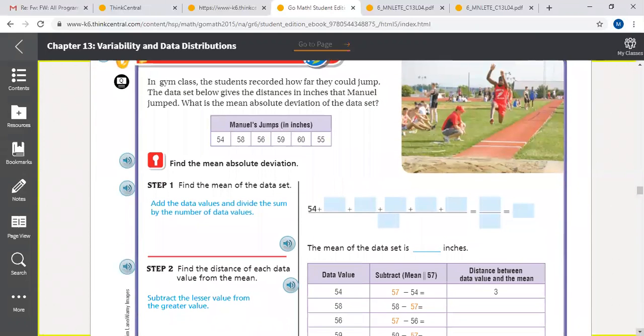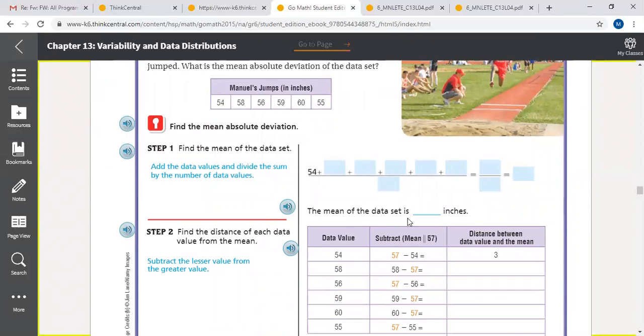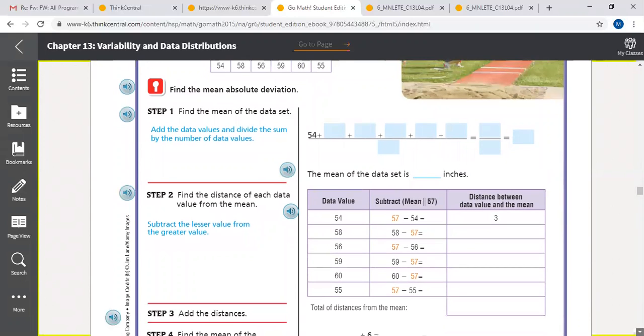Step 2, find the distance of each data value from the mean. How? We will subtract 57 from all of these values. Why 57? Because 57 is the mean. If we subtract for the first one, it will be 3. Then it will be 1, 1, 2, 3, and 2.